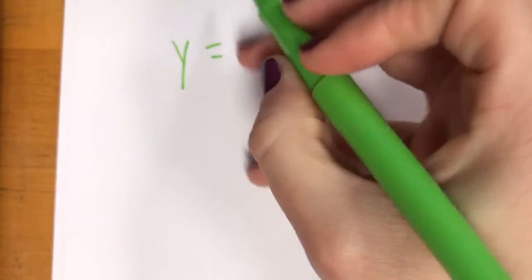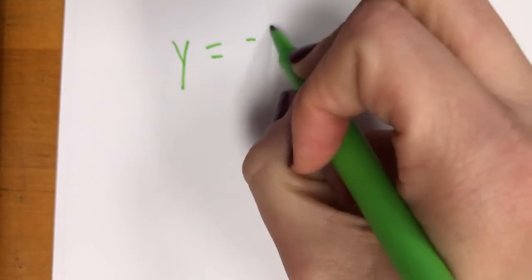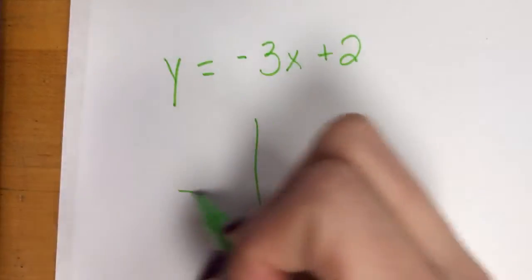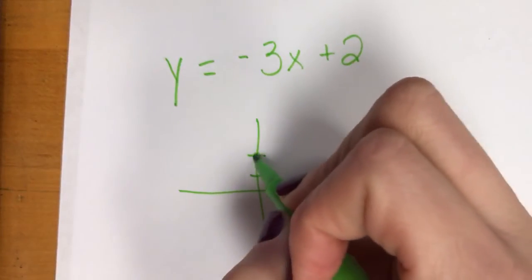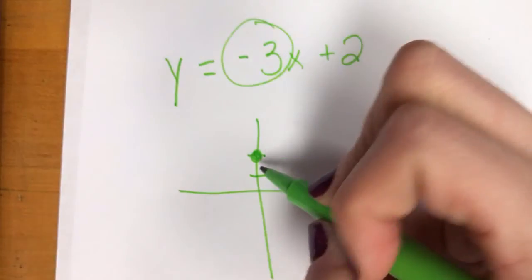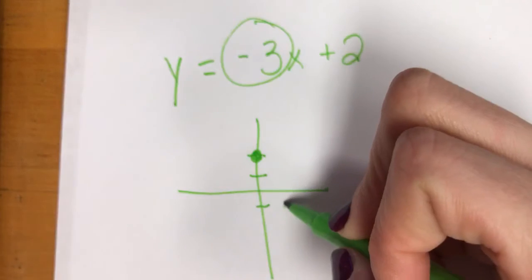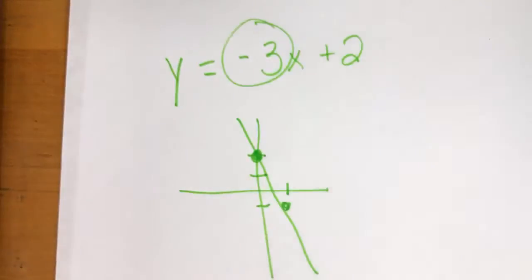We should be able to graph. Okay, so if we are given something in slope intercept form, like y equals negative 3x plus 2, we should know that we're going to start at 2 because that's our y-intercept. And so for a slope of negative 3, we would go down 3. So down 1, 2, 3, right 1. And that would be our graph.